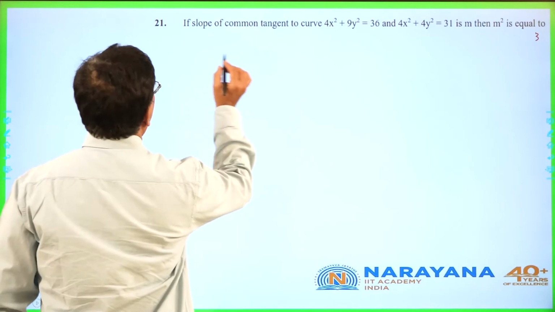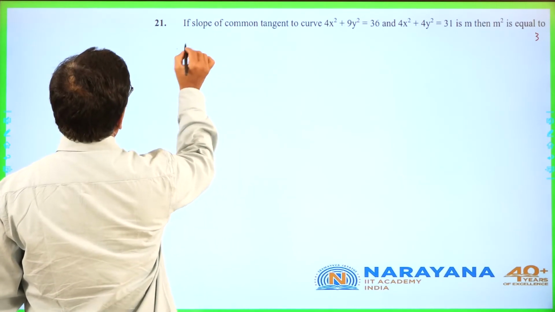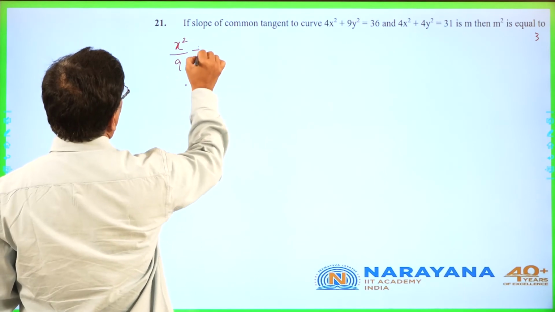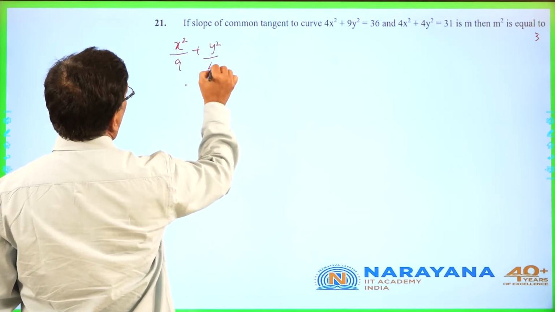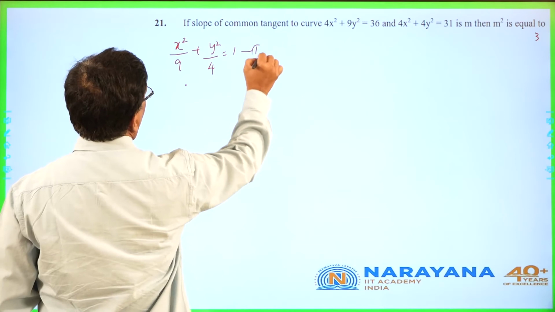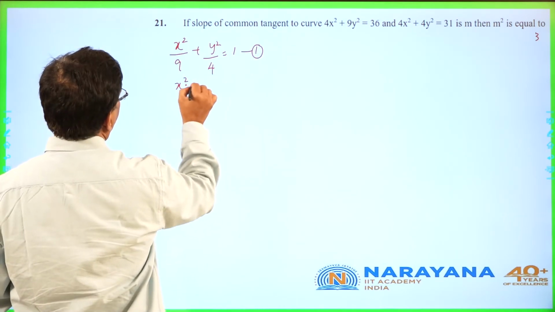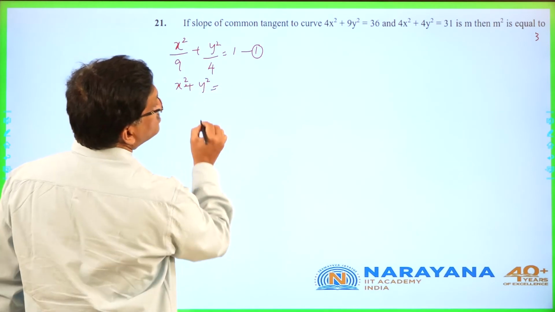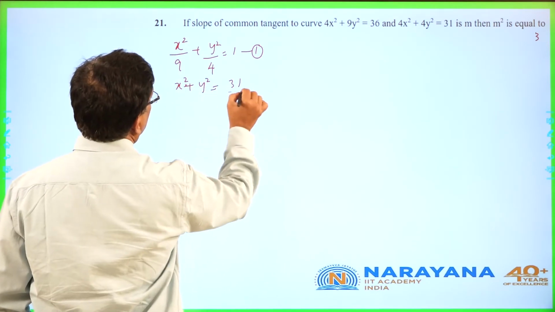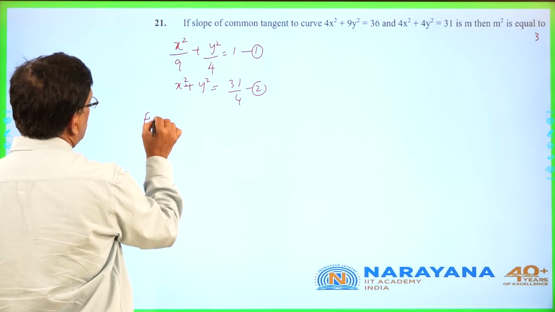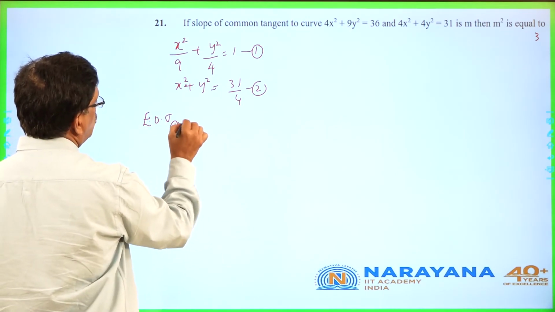Here, see, what is the first one? x square by 9 plus y square by 4 equal to this one. And the second one, x square plus y square is equal to 31 by 4. Equation of tangent to the first.